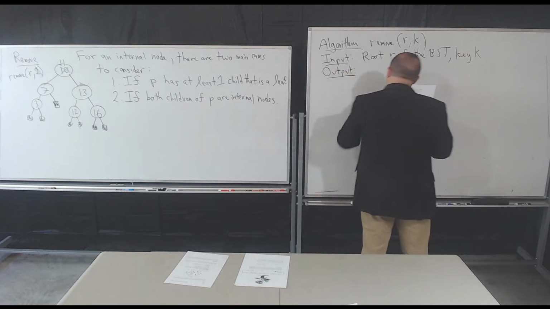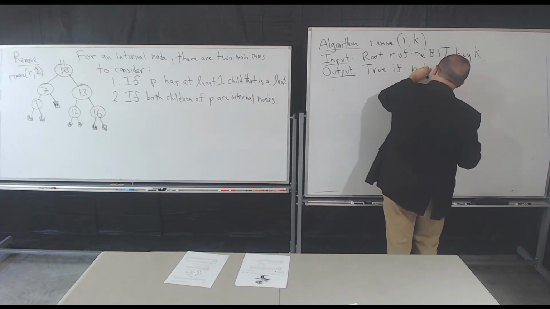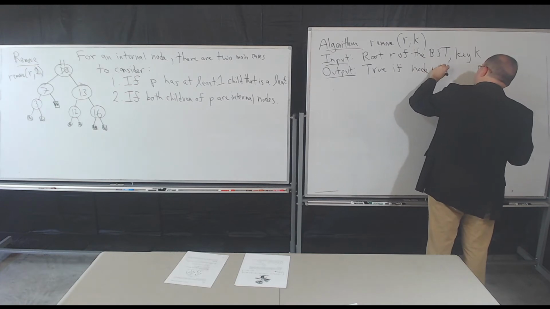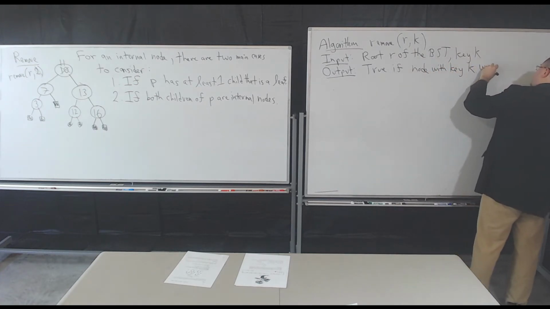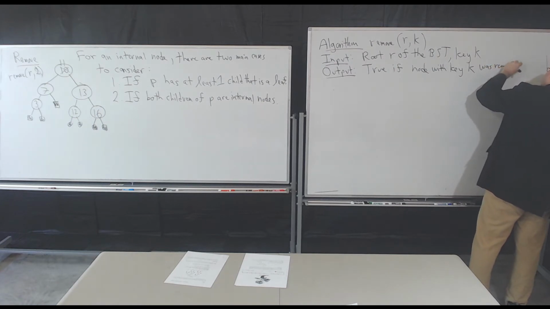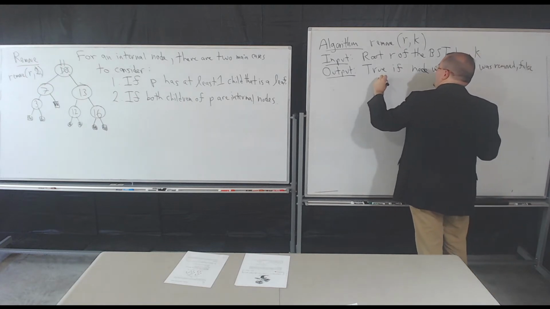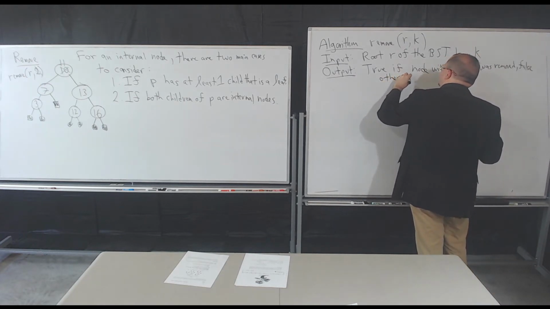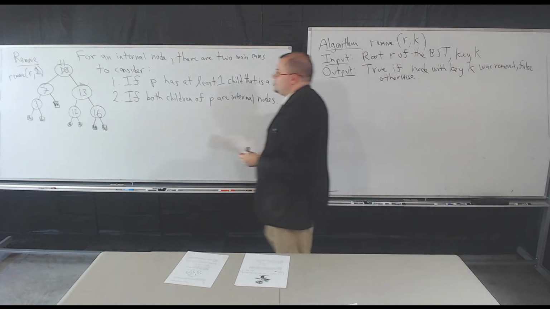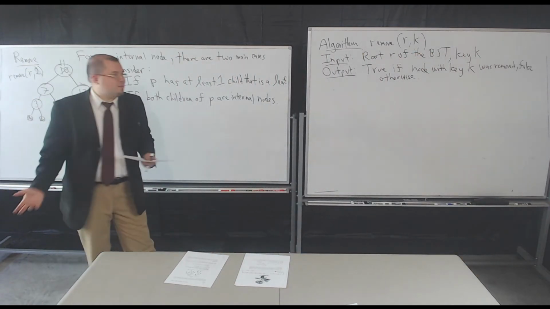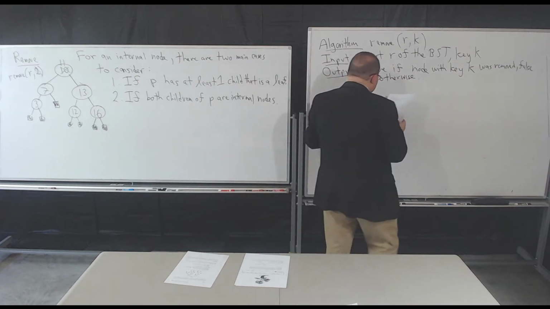So for this case, I'm just going to make it so it's true if node with key K was removed. False otherwise. So that means that an error happened, because I tried to attempt to remove a record which doesn't actually exist. So remember, in our other operations we had it where we throw an error. I'm just going to make it so it returns false if that happens.